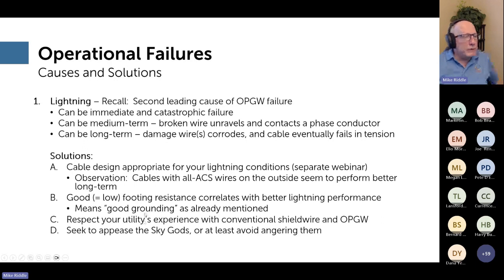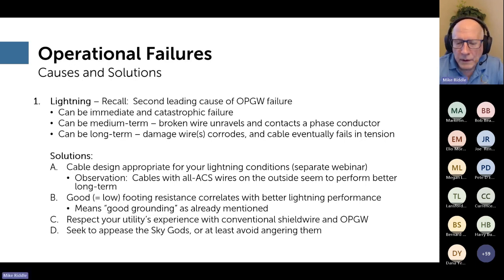And you should respect your utility's experience. If you've had problems with conventional shield wire or the OPGW that you've been using for 20 years, well, then you need to do something different, right? Because what's the old definition? Insanity is doing the same thing over and over again and expecting a different result. So if you're having problems, you should look at that, try to understand what's going on, talk with different suppliers, get their opinion, and then figure out a solution.